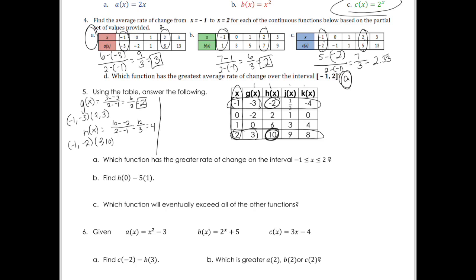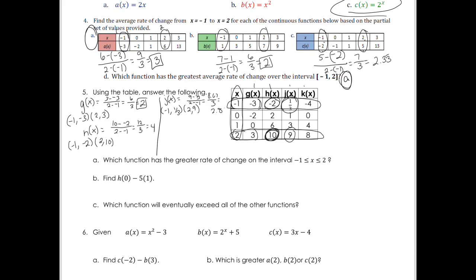Okay, we can do j of x. -1 and 1/3 and 2 and 9. So I have 9 minus 1/3 over 2 minus -1. So 9 minus 1/3 is 8 and 2/3. So let's put it in decimals. So 9 minus 1/3 is 8.67, which when I divide that by 3, I get 2.88.